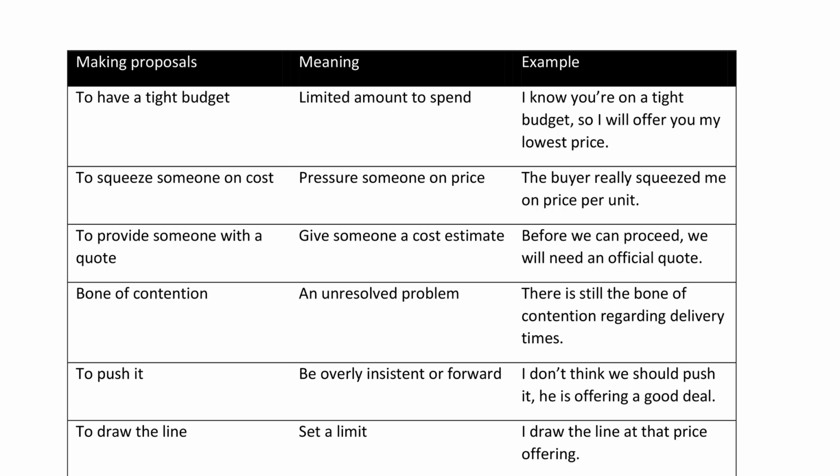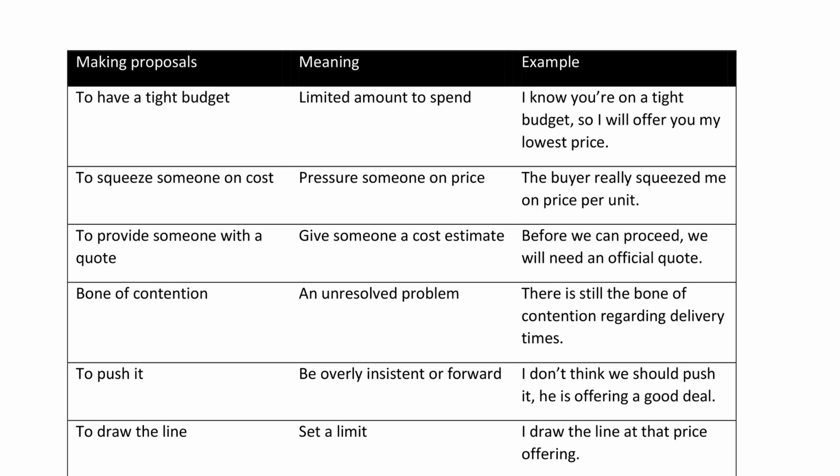Now, we can provide someone with a quote. So to provide someone with something means to give someone a cost estimate. Okay, so to provide someone with a quote is to give them a cost estimate. So, for example, before we proceed, we will need an official quote. Okay, meaning, can you please provide us with an official quote before we proceed?